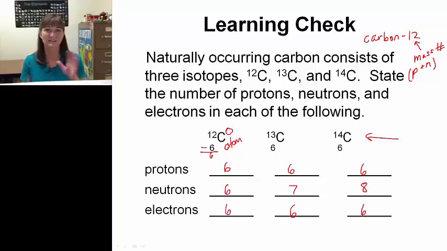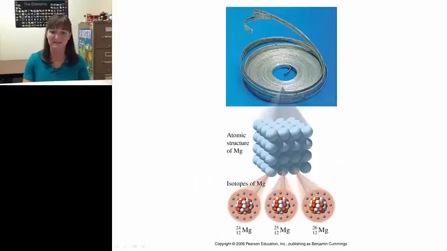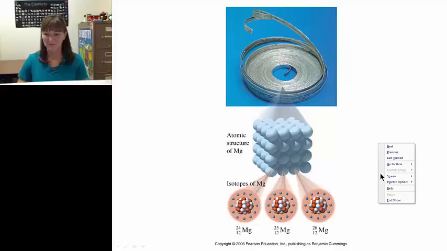A lot of students confuse ions and isotopes. Ions are atoms that have a charge. Isotopes are the same type of atom, but different number of neutrons, or different mass number. So here's a picture showing you that. I'm going to get my pointer back.